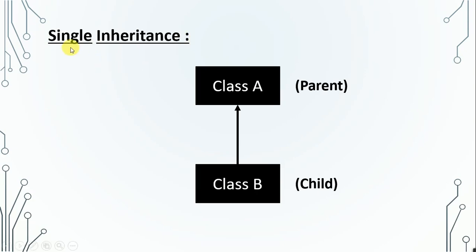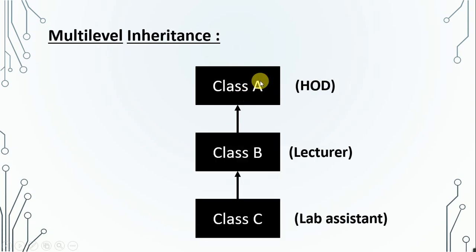First of all, single inheritance. One class inherits the properties of another class. In single inheritance we have two classes, one is the subclass and one is the superclass. You can consider the parent-child example here, because a child acquires the properties of a parent. So this is single inheritance, where one class inherits the properties of another class.